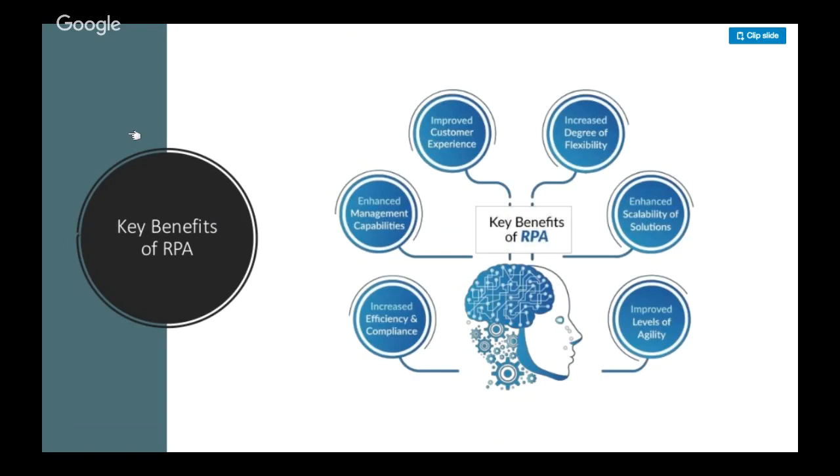Then management capabilities, because in the case of most and all of these robotic process automations, they are managed services. That is, you have some kind of a dashboard or some kind of a control center from where you can monitor all these robots.